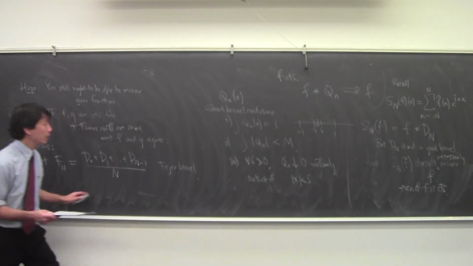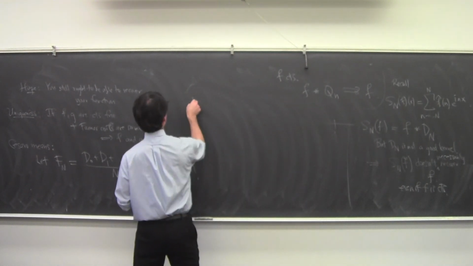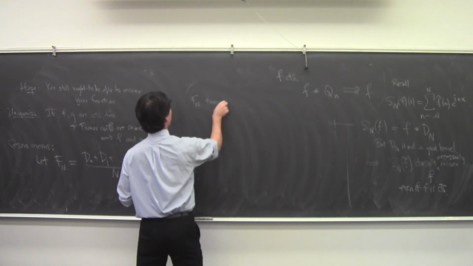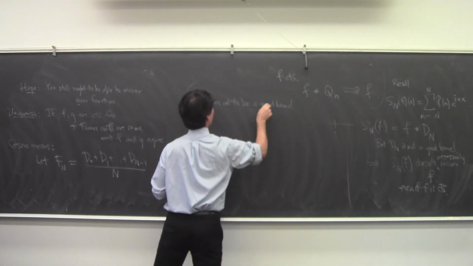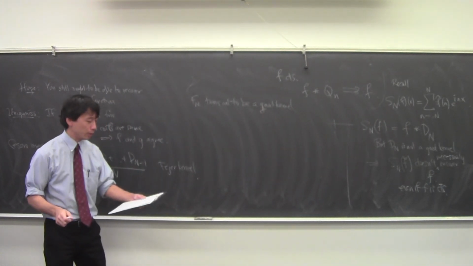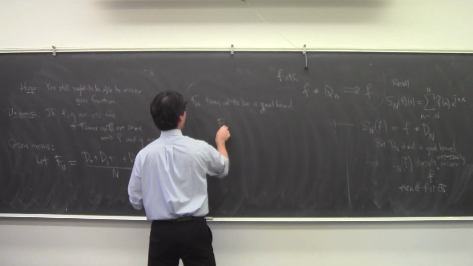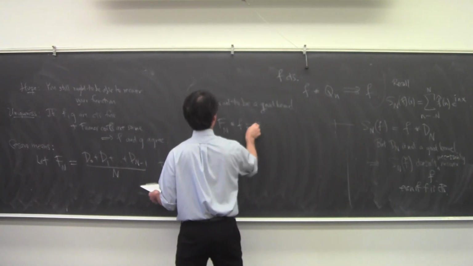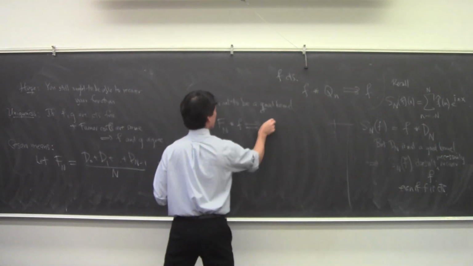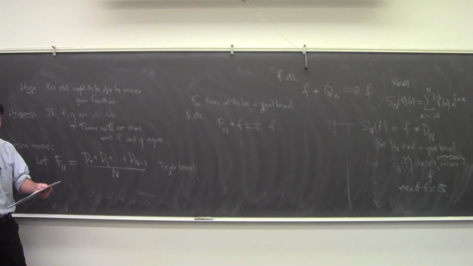Now, F_n turns out to be a good kernel. And so if you convolve this guy with f, where f is continuous, then these guys actually do allow you to recover your function.